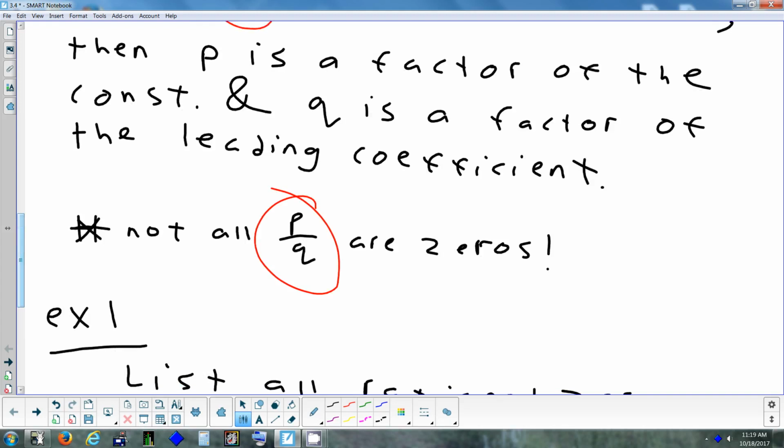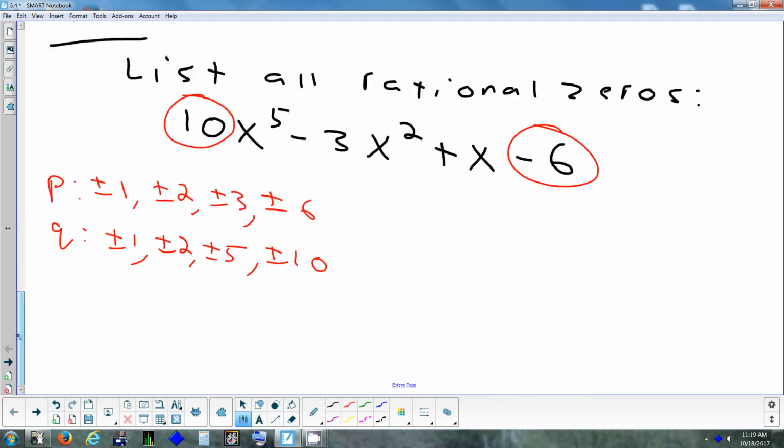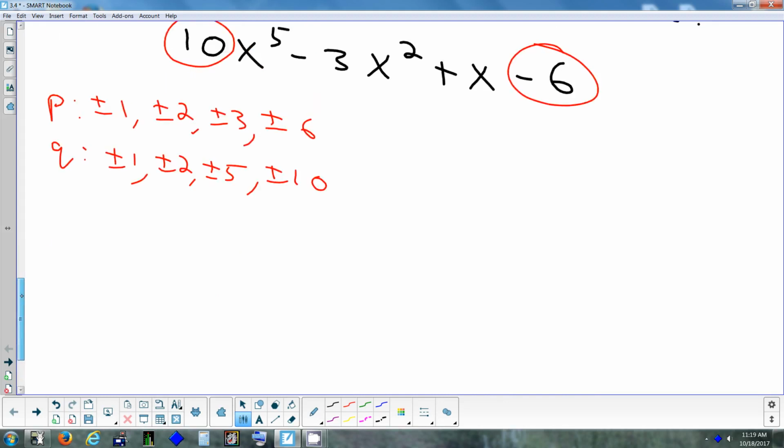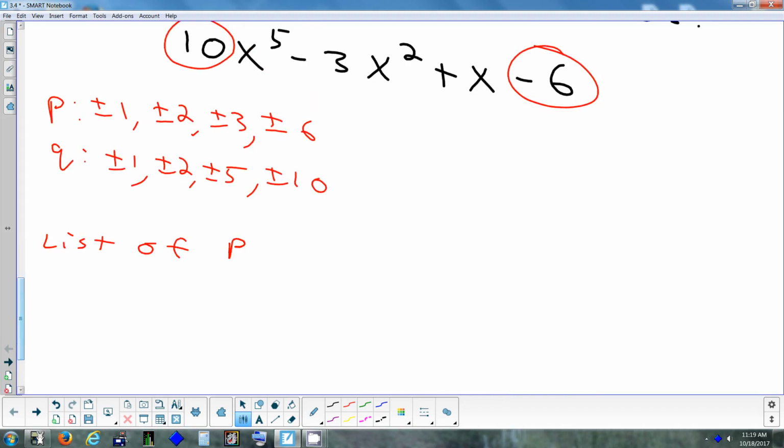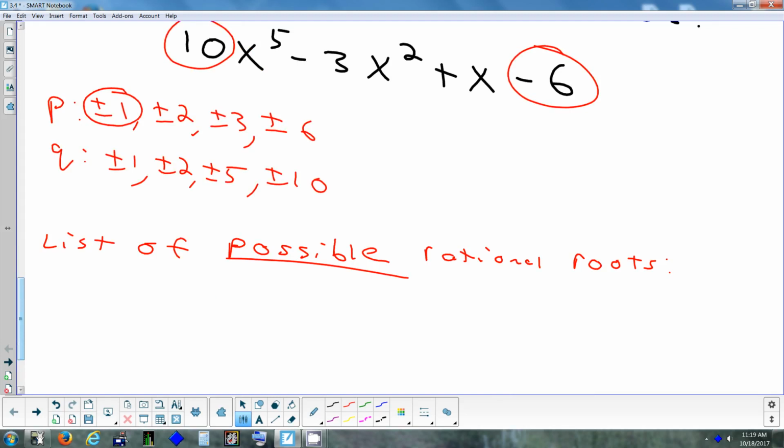So now we have to generate a list of possibilities, every possible P divided by every possible Q. And the way I do it, I'll show you. So this is a list of possible rational roots. Not saying that they are, I'm just saying it's a list of possibilities. I'm going to start with the first P, and I'm going to divide that by every Q. So I'm going to have positive or negative 1 divided by positive or negative 1. That's just 1.